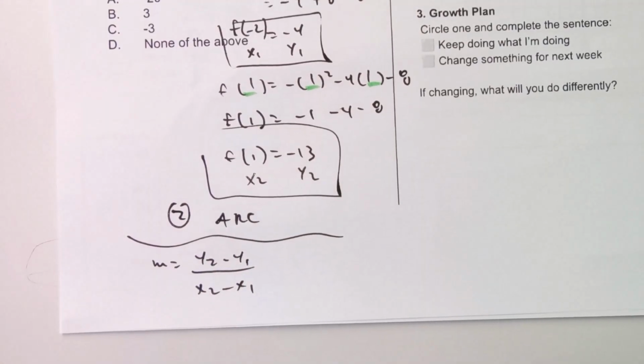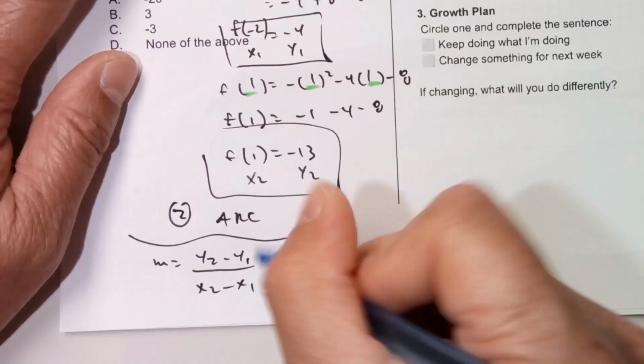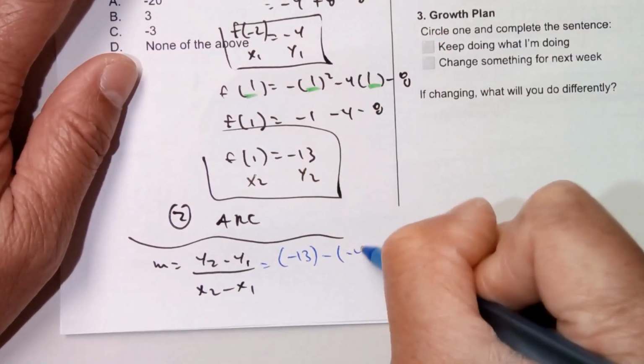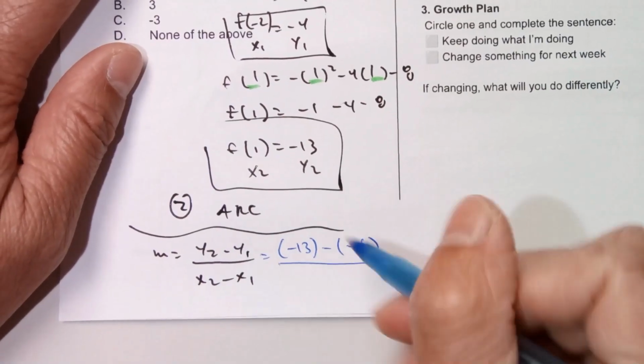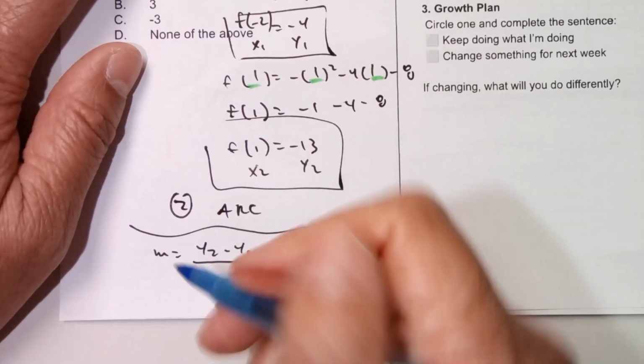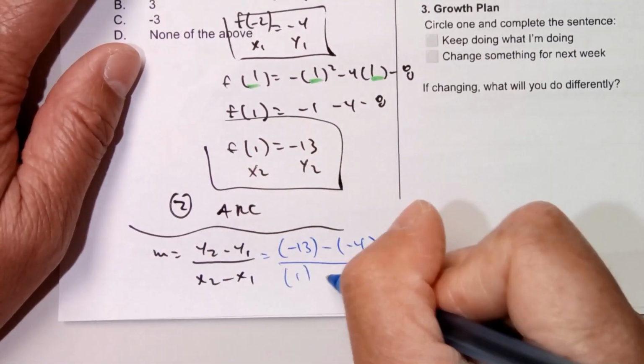So my y2 value is negative 13. My y1 value is negative 4. My x2 value is 1. Remember, you can have these switched as long as the 1s go together, then the 2s. x1 value is negative 2.